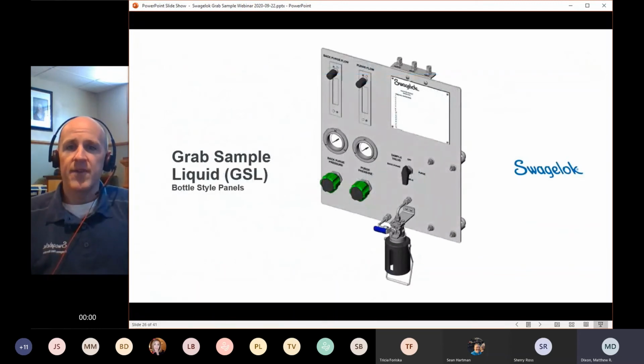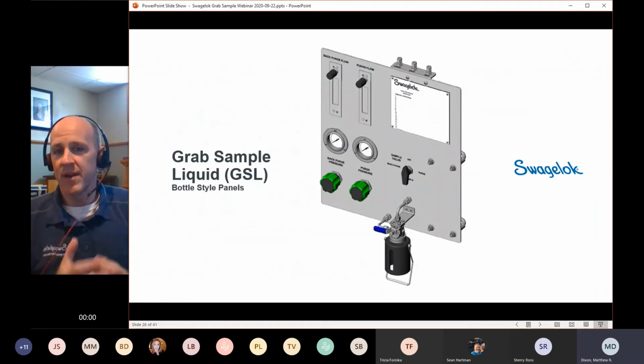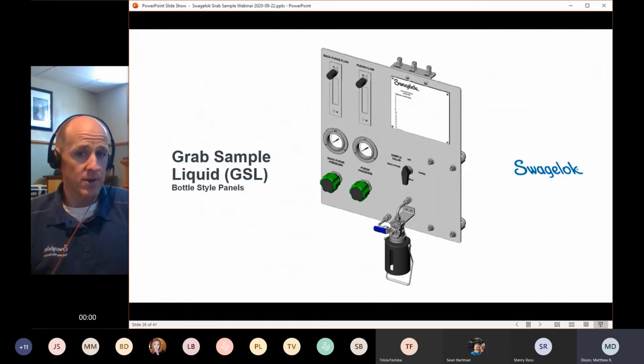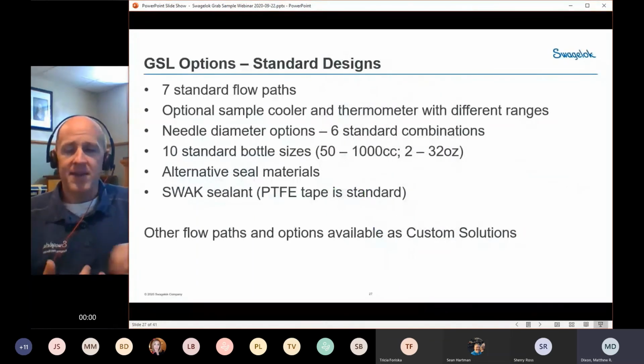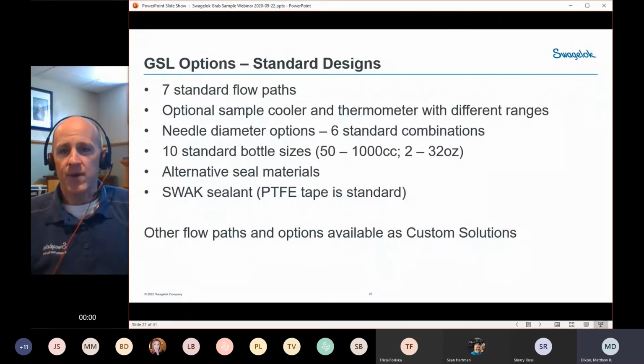We also have GSL panels. So this would be our grab sample for liquid. And again, these would be our bottle style panels. So in the case where we are sampling in a bottle, that's always going to be a non-volatile liquid. So that's where that name GSL, or grab sample liquid, comes from. Again, we've got lots of different options here: 7 different standard flow paths, and different options in terms of whether you want a cooler or not.